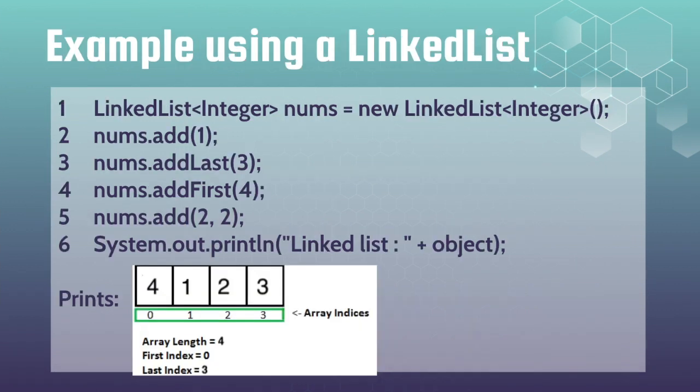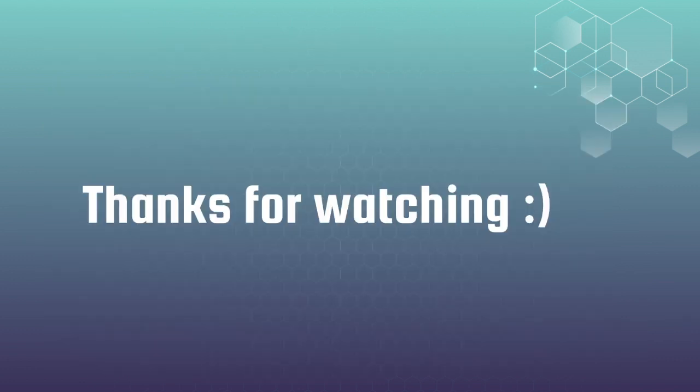See line 1, I declare my linked list, and on line 2, I use the add method to add an element. In line 3, I use addLast to add an element to the end of the linked list, and in line 4, I use addFirst to add an element to the beginning of the linked list. Then I use another add method to insert an element into index 2. Note that there are two add methods, but they're different because they're overloaded methods and thus have different parameters. On the last line, I can print the entire linked list just by printing its name, which is super convenient.